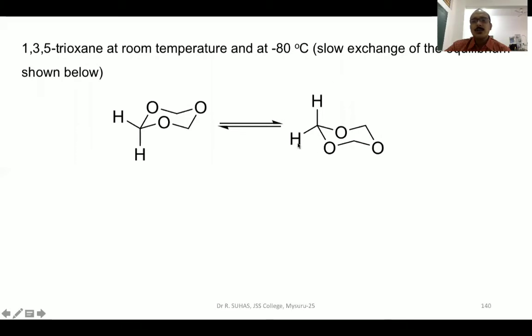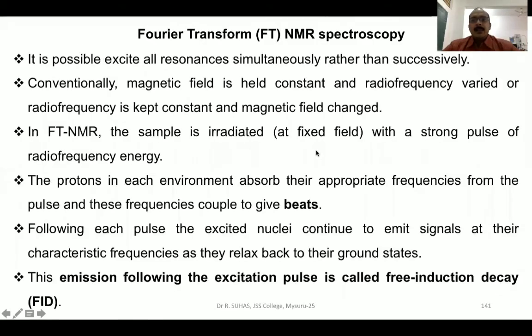So you are going to get two peaks. It is because axial and equatorial protons are identified as different, whereas at room temperature, they both are identified as one and the same. And hence here you are going to get only a single peak. Here you are going to get two peaks, one for axial, another one for equatorial.